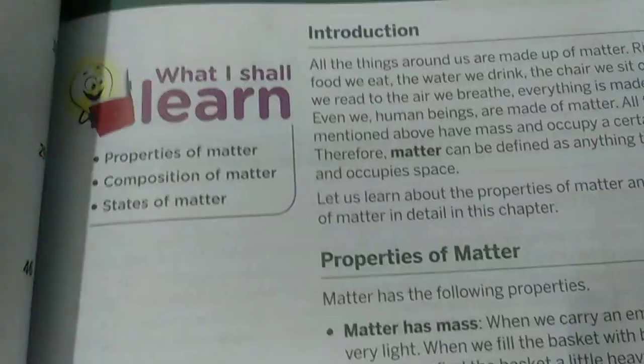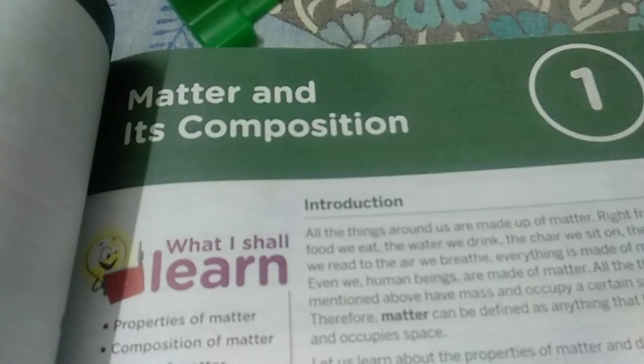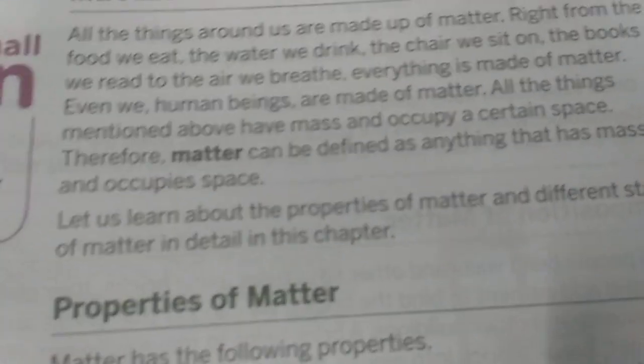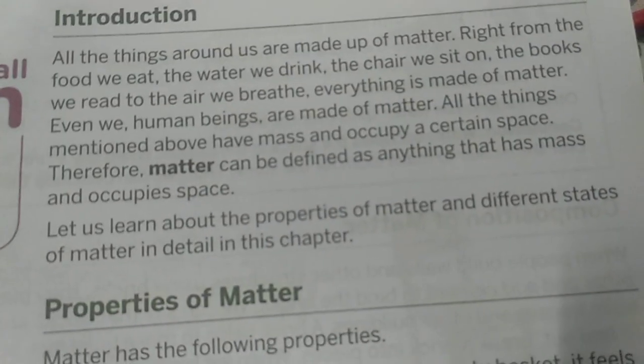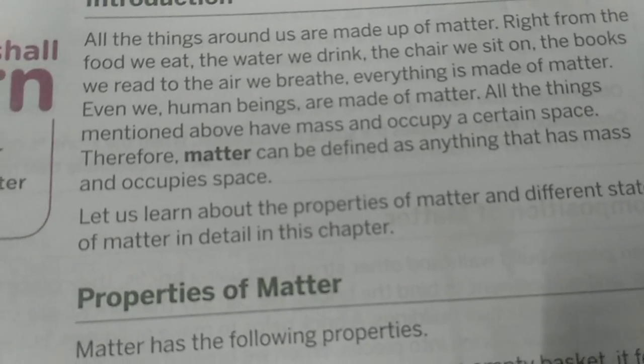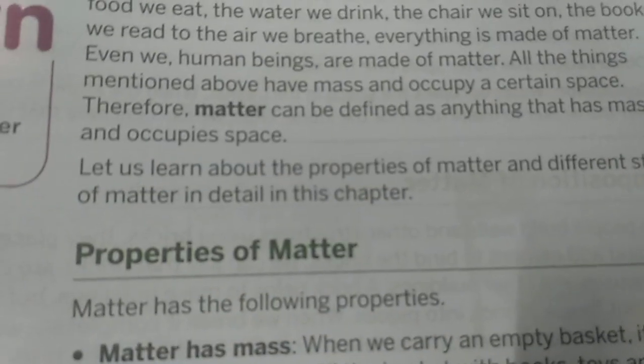In class 7, your first chapter is matter and its composition. As you know, what is matter? Matter is something that has a definite shape, has a mass, and occupies some space. Now, properties of matter. Matter has mass.